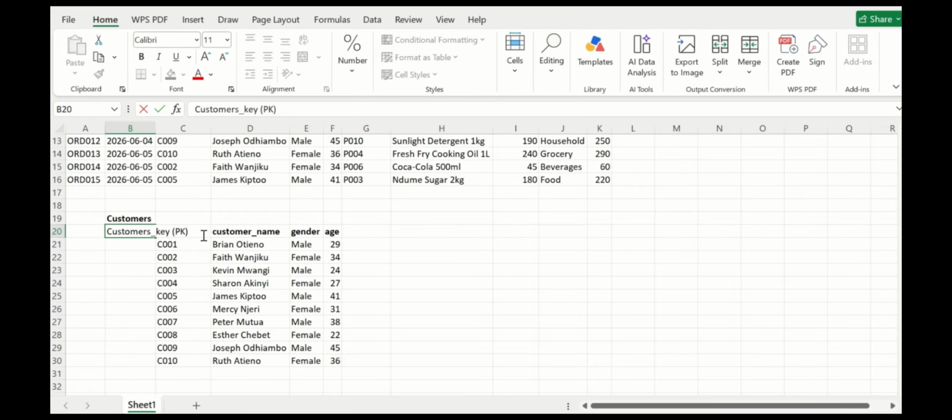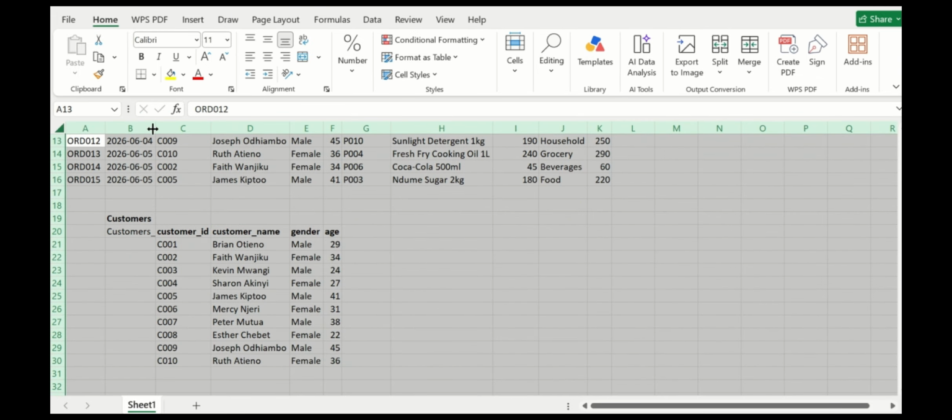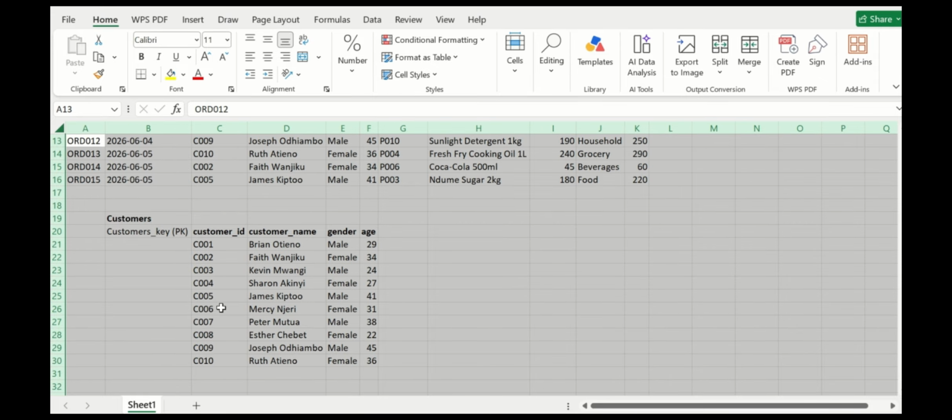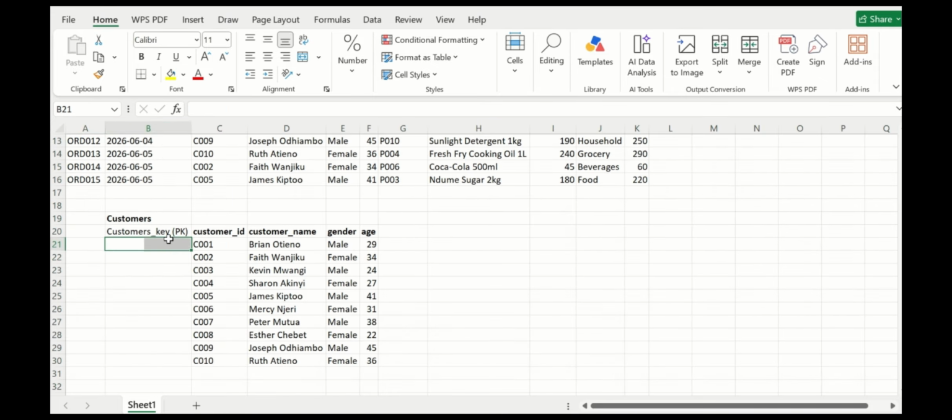So this customer key will be our primary key. A primary key is basically a unique identifier of, for example, these customers. That means each customer will be represented by a unique customer key.